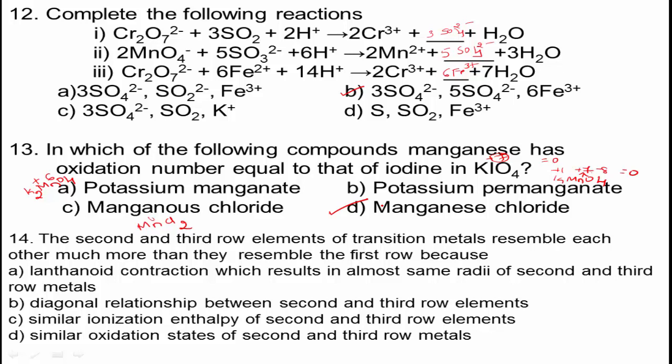Students, due to lanthanide contraction, the atomic radii of second and third row transition elements are almost the same. We know this concept. So they resemble each other much more as compared to first row elements. Therefore, the answer for this question is option A. Lanthanide contraction, which results in almost the same radii of second and third row metals.